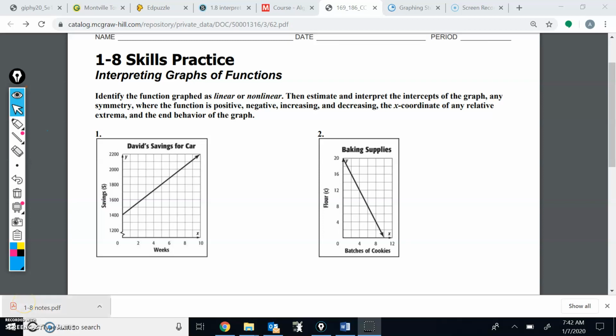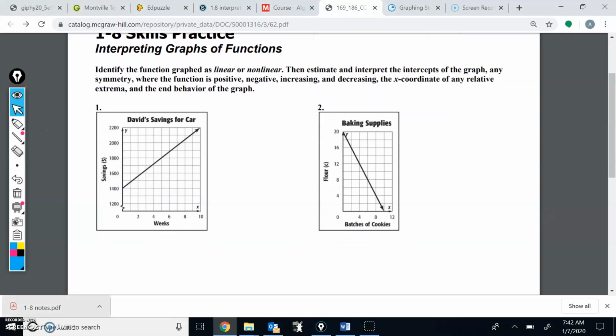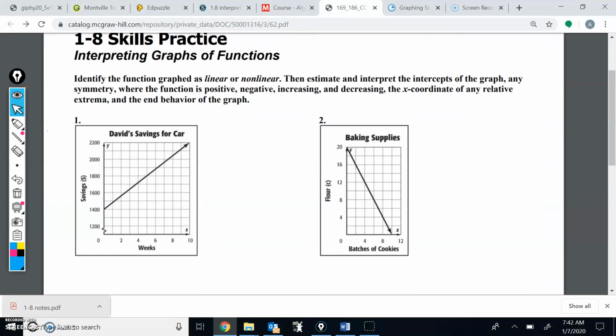Guys, today's video is on interpreting graphs. Instead of having a set of notes, we're just going to go over a couple of practice examples in the skills practice worksheet together. The first thing you do when you have a graph and you're asked to analyze it and answer all these questions is look at the title and see how the graph's basically moving.